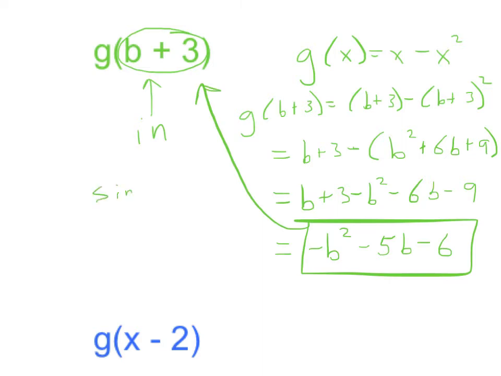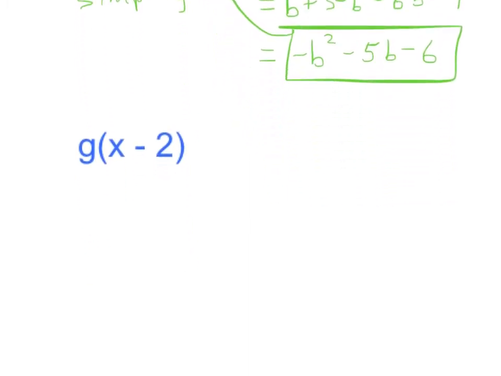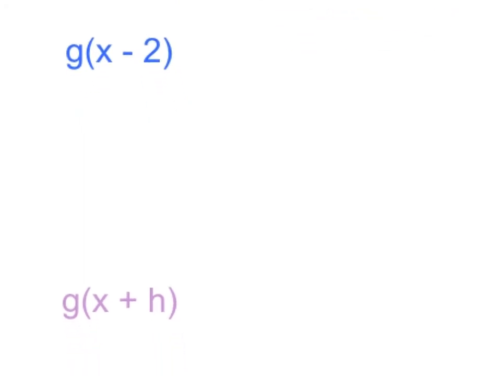We were able to simplify this. Again, we weren't able to evaluate because I'm not plugging in a number, but I was able to simplify this thing. Okay, I've effectively got two more examples that are very similar to that, and I'm hoping that you guys will be able to do these on your own. The first one here is, what is g of x minus 2?